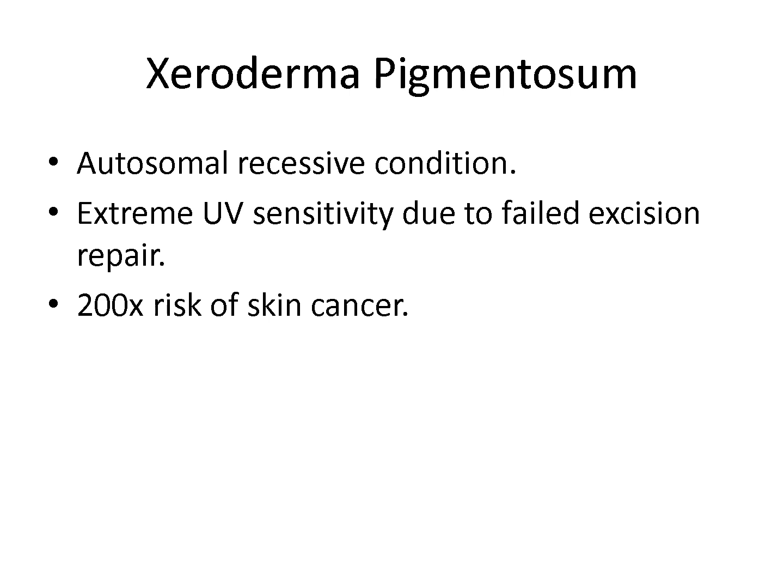Xeroderma pigmentosum is a rare autosomal recessive condition caused by mutations in DNA repair genes. Individuals with XP are extremely sensitive to ultraviolet light because they cannot repair UV-induced DNA damage. Even small amounts of sun exposure can lead to severe skin damage and cancer. The risk of skin cancer in XP patients is estimated to be more than 200 times higher than in the general population. XP highlights the critical role of DNA repair in cancer prevention.